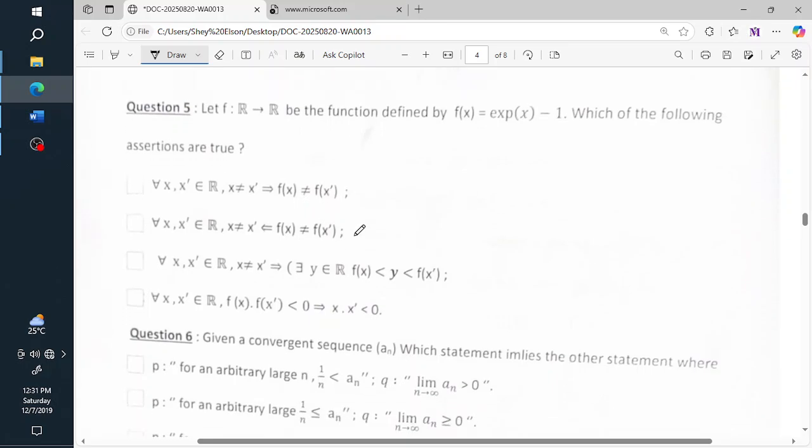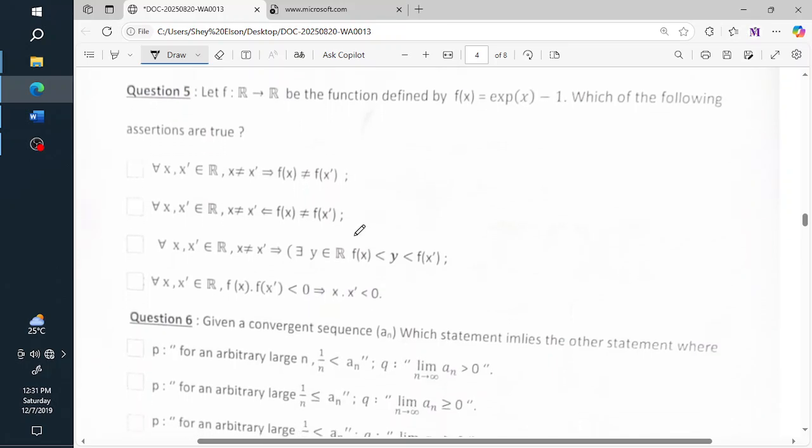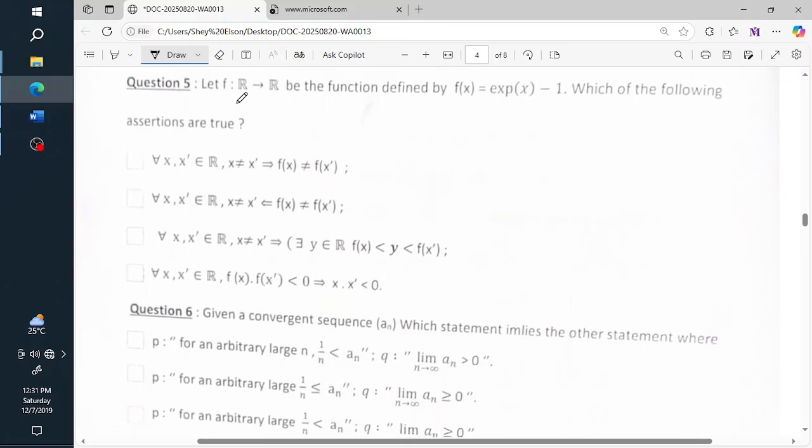Or in fact, let me just do question 5 in this video. Question 5 says let f be a function from R to R defined by f of x equal to e to the x minus 1. This means e to the x. Exponential means e to the x minus 1. So that's our f of x. I'll just call it y equal to e to the x minus 1.